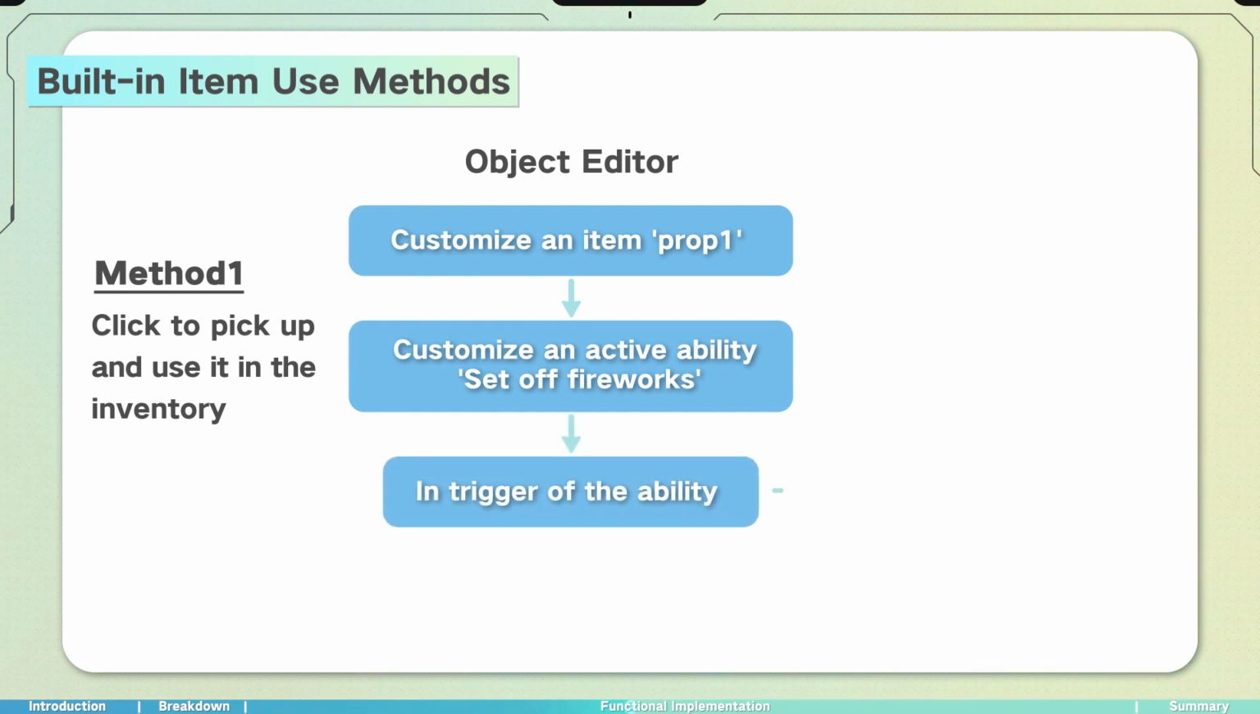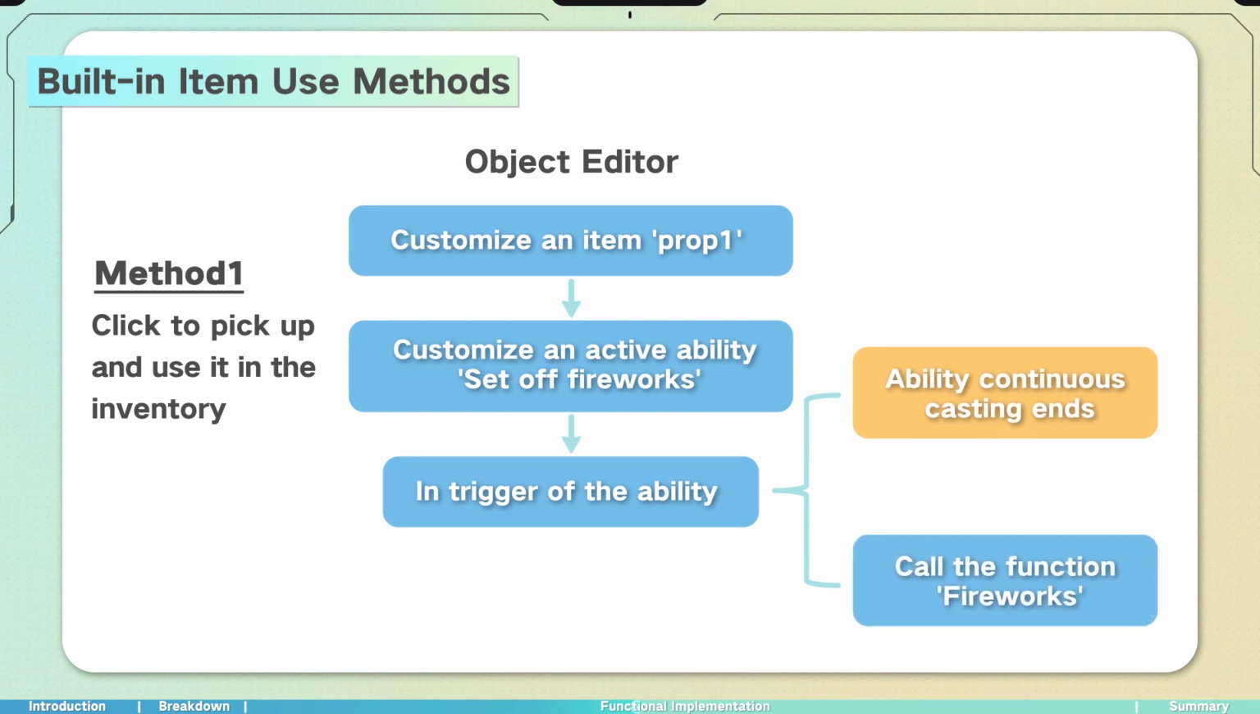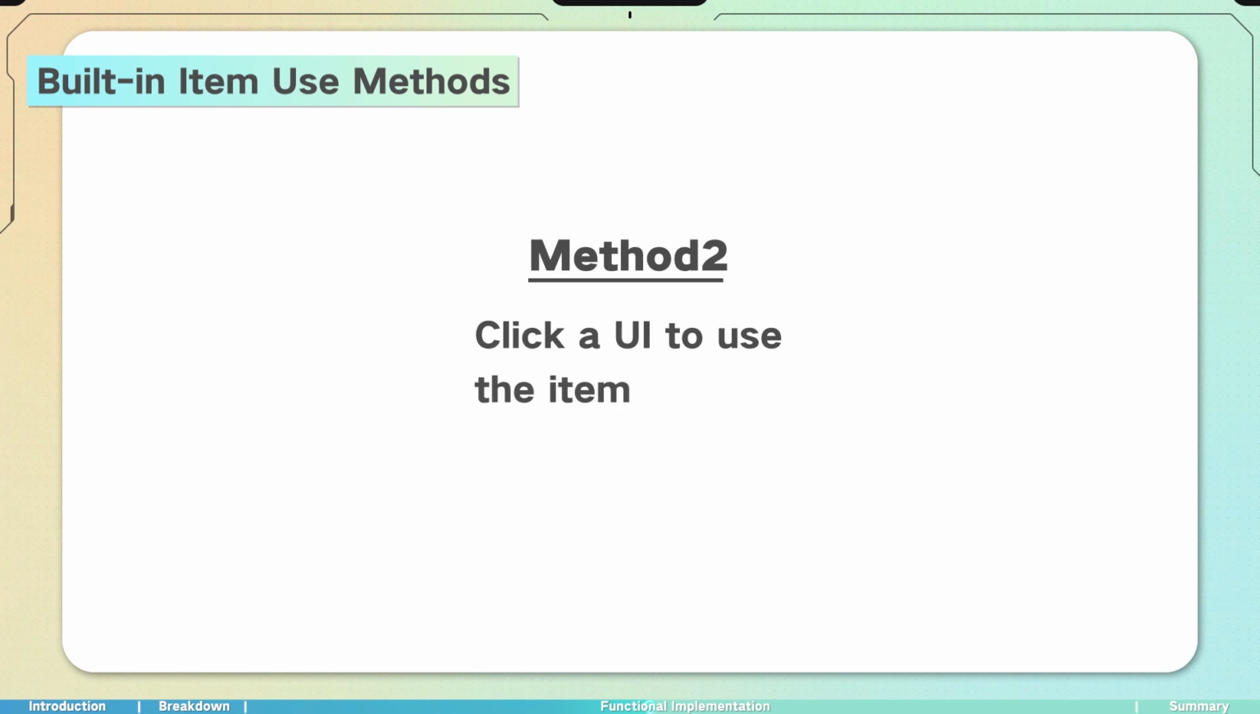In triggers of the ability, when ability continuous casting ends, we call the function fireworks to set off fireworks at the location point of the ability owner. The second method is clicking a UI to use the item. We can achieve it using UI Editor and Trigger.